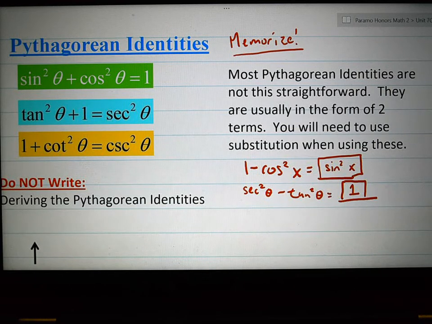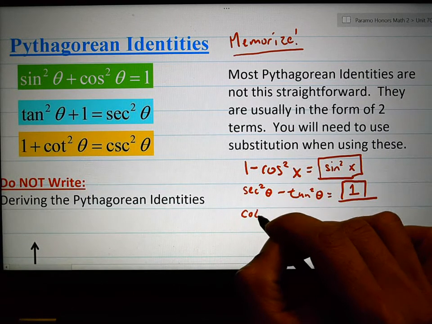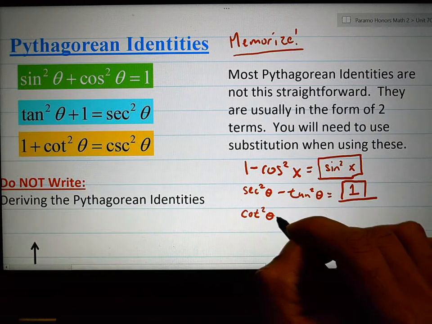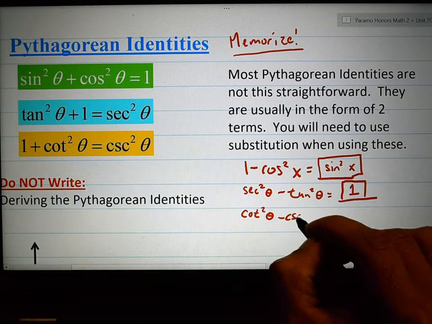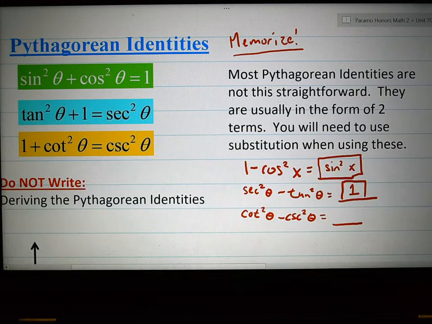Okay? What about cotangent squared of theta minus cosecant squared of theta equals blank? Think about your answer. Don't say it. Come up with your own. Now tell the person you're sitting next to and why if you disagree. Go ahead.